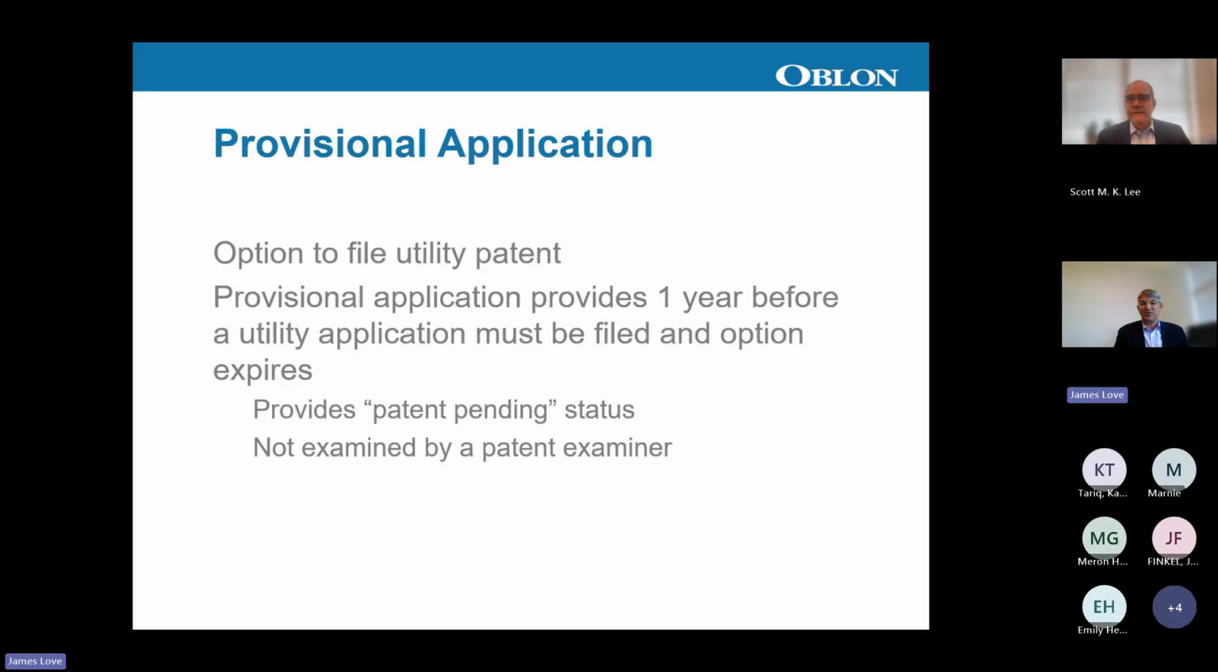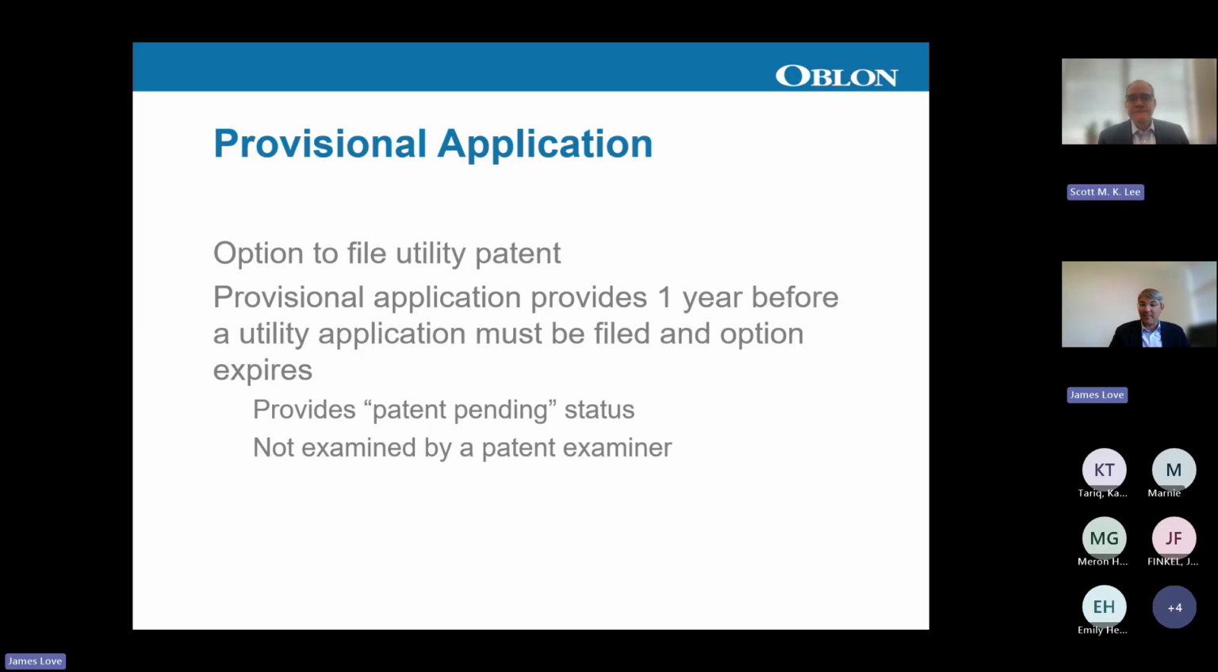Well, the provisional provides you this 1 year before you actually have to file a utility application, and your option expires. Now, there's some benefits to it, right? One, that it's a patent pending status. So once you file that provisional application, you can feel comfortable and say, okay, well, I'm going to go and talk to potential licensees. I can talk to different people because I feel protected because I have this option to file a utility patent that's in the sand and filed with the patent office.